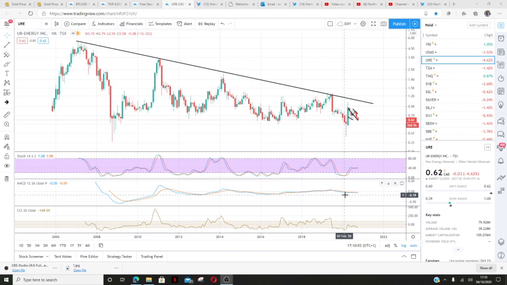I've got a mixture of gold, silver, uranium, and cryptocurrency investments, and so those are basically what I'll be covering in future videos. So here we are with UR Energy, one of the uranium companies, and just taking a broad view of the long-term chart since 2006, really.